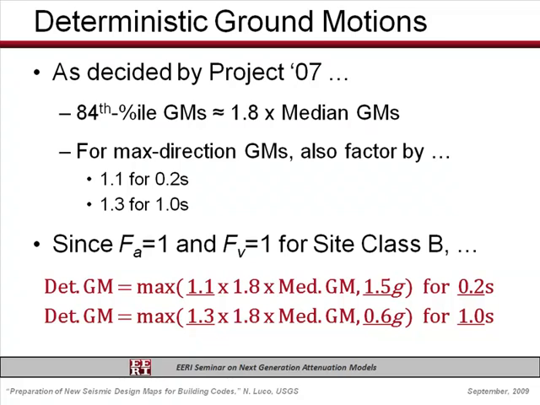And so this just summarizes that in the end we're applying a factor of 1.1 and 1.8 to the median ground motions, and we're taking a floor of 1.5 G for site class B for 0.2 seconds, and then similar for 1 second spectral acceleration.